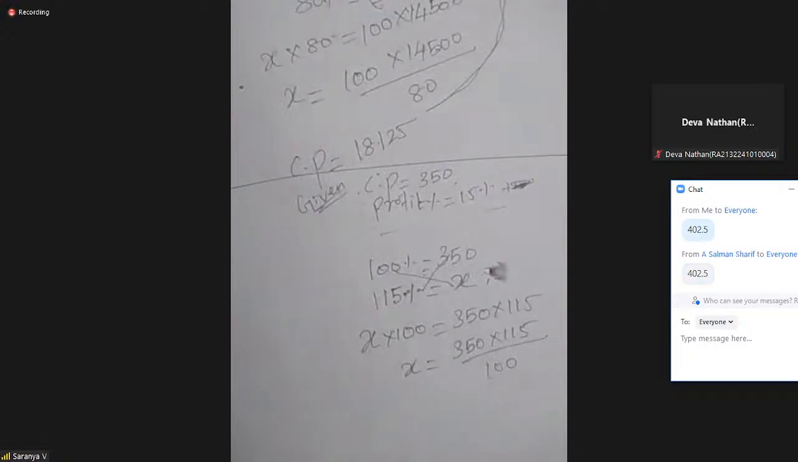So if the person sells the same calculator for rupees 402.5, it will be the profit for him. How much percentage? 15%. Any doubts after this? We have completed 4 problems. Any doubts? Yes, type Y with the question number. If no, type N in the chat box.